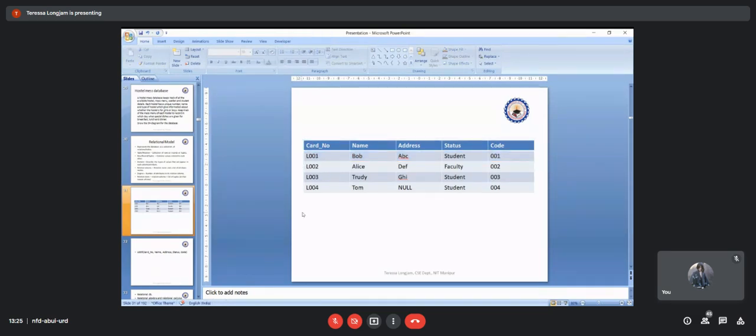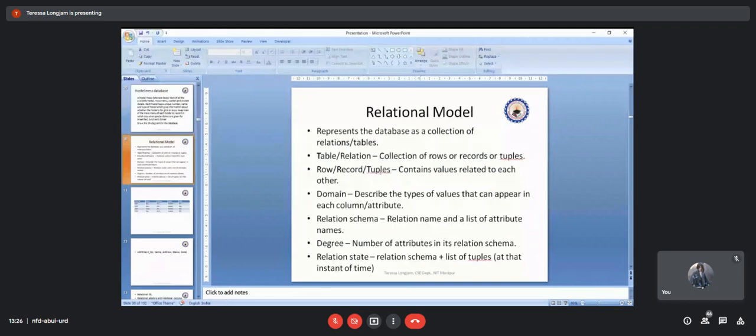In the tuples, the value in each column for a tuple, they are related to each other, isn't it? So when we say card number L001, then we know that it belongs to Bob, isn't it? And when we say L001, then we know that the status is going to be a student, because of this number. They are all related to each other. The values present in a single tuple are related to each other. So that is why tuples contain values related to each other.